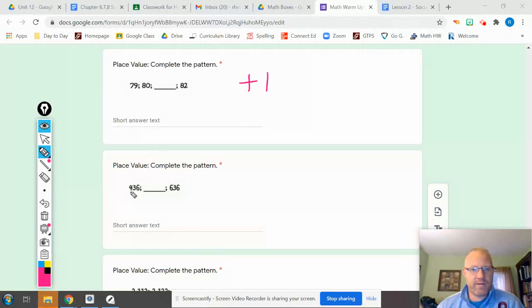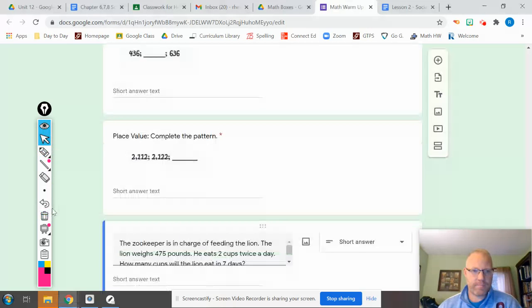Again, complete the pattern. 436, blank, 636. Nothing changed here, but after 2 times, it went up 2 in the hundreds place. So after 1 time, it should go up 1. So plus 100 is the rule. What goes there? Hopefully you said 536.